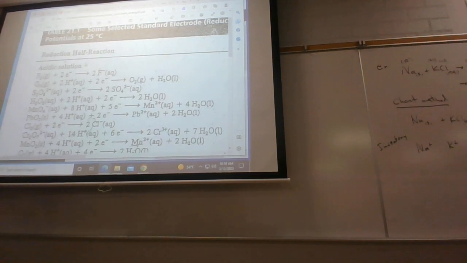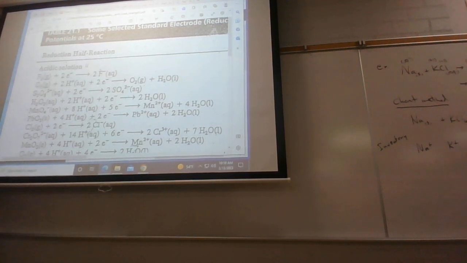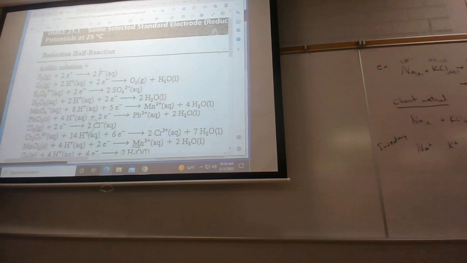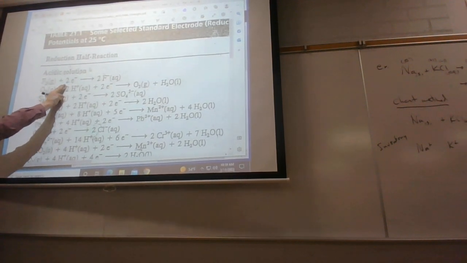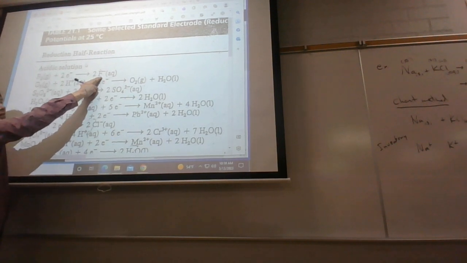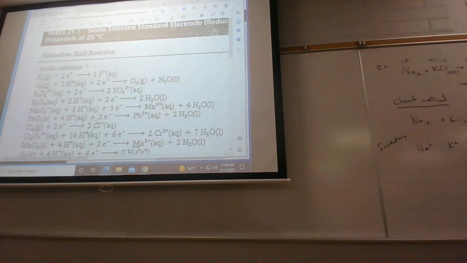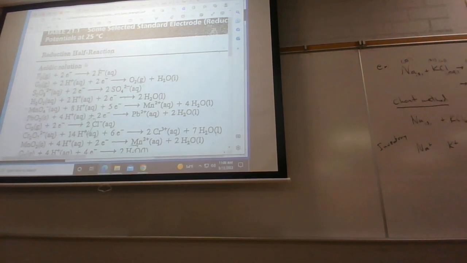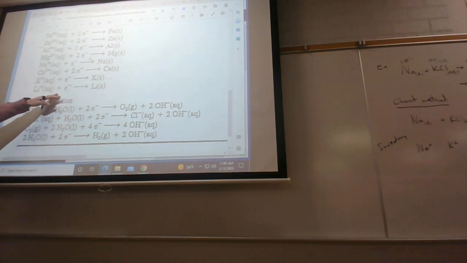And so fluorine has a different type of activity. What takes electrons, oxidizers or reducers? Oxidizers. Fluorine is the most powerful oxidizer on the chart. Reducers lose electrons, so fluoride is the weakest reducer. Fluorine's the strongest oxidizer on the chart. What's the weakest oxidizer? The weakest oxidizer is going to be lithium plus, because this doesn't really want electrons.